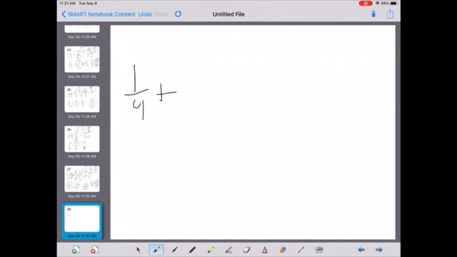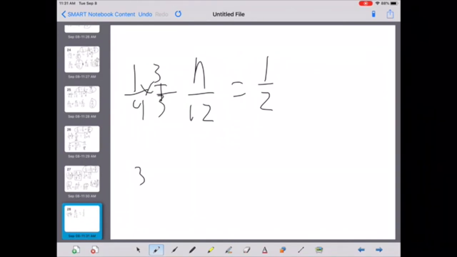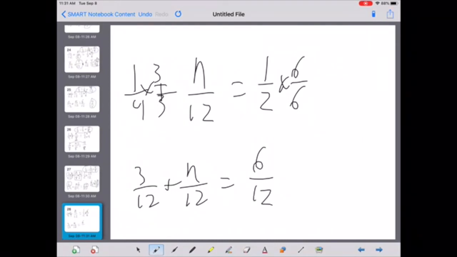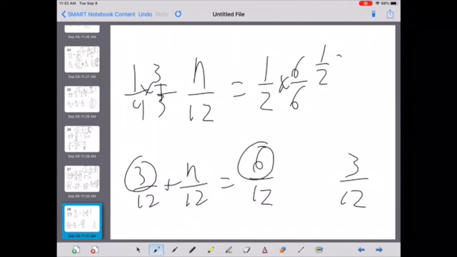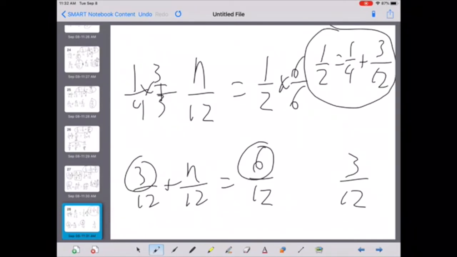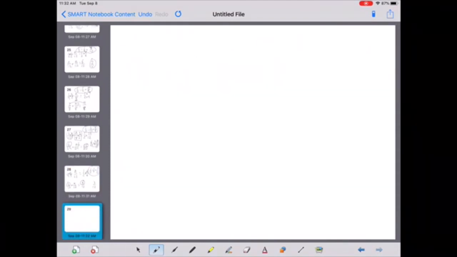I have 1 yellow, which is 1/4, plus some number of blacks, which is 12ths, equals 1/2. This one is equal to 12s, so I multiply by 3 over 3 gives me 3 12ths, plus n 12ths equals multiply by 6 over 6, 6 12ths. Subtract 6 minus 3, and I get 3 12ths. Written out, 1/2 equals 1/4 plus 3 12ths. You're done with number 30.